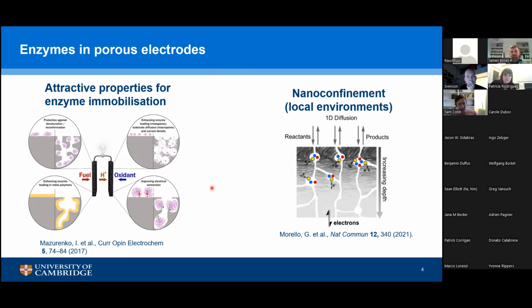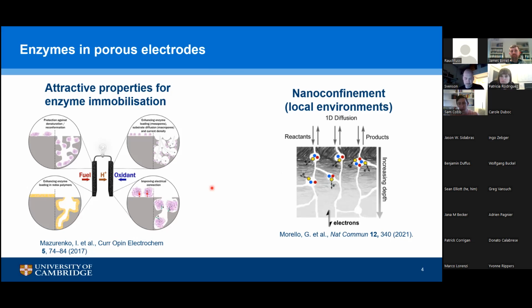In particular, just more enzyme can be loaded. If we can put in more enzyme, in theory we can make more fuel. Makes sense, right? But there are also properties about whether enzymes are more stable in a porous electrode. Can we prevent denaturation and reconformation? Can we improve how they're wired to the surface for direct electron transfer? And everything I'm going to show today is direct electron transfer.